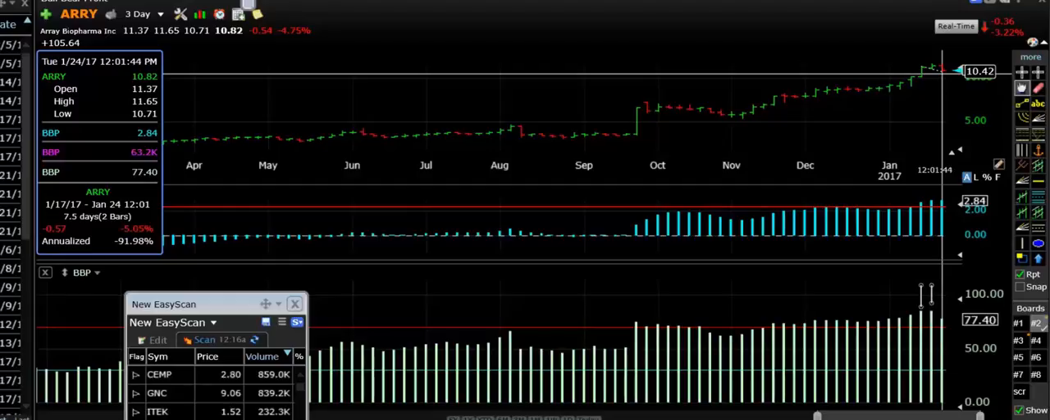Our goal for this method, by the way, let me give you the name of this method. I will call this RSI/XM.